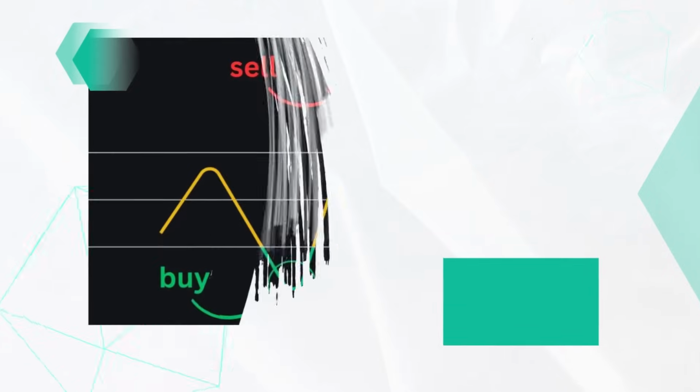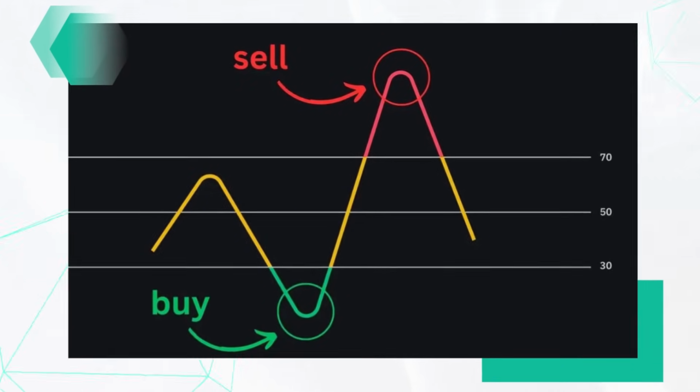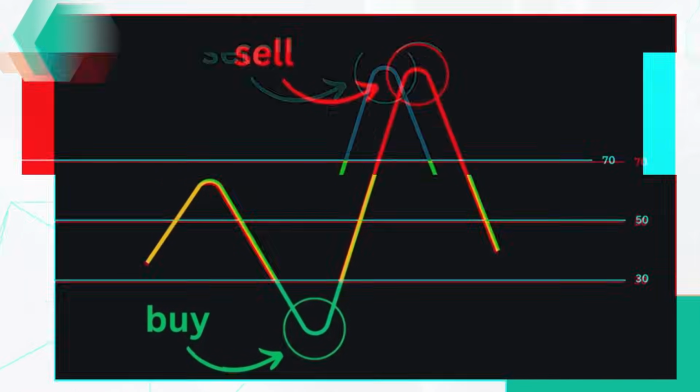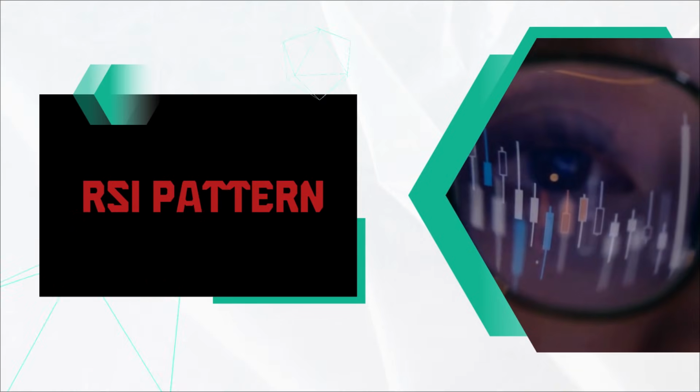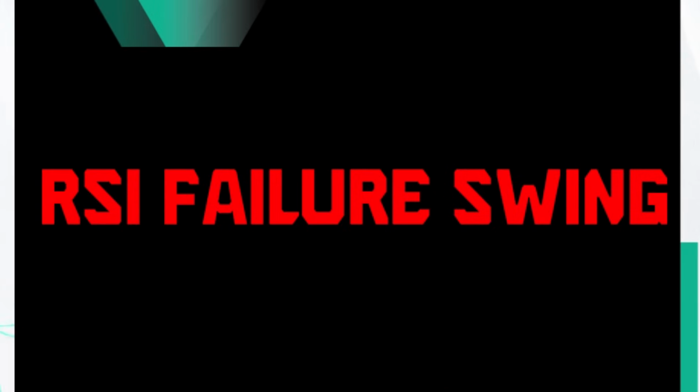Most traders lose money with RSI. They keep buying oversold and selling overbought, and it fails again and again because RSI levels don't tell you when a reversal is real. But there is one RSI pattern that shows the exact moment momentum breaks. It's called the RSI Failure Swing.